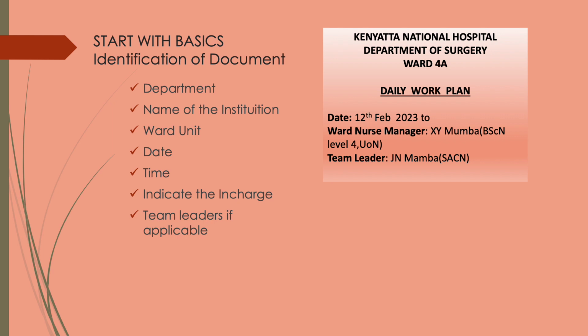Okay. So when you're doing that work plan, we start with the basics, which is identification of the document. That means you need to be aware of what institution you're working with. So we have Kenyatta National Hospital. What department are you attached in? This is an example, Department of Surgery. What ward? Maybe Ward 4A. You need to know what it is you're writing up. You're doing a weekly or daily work plan.